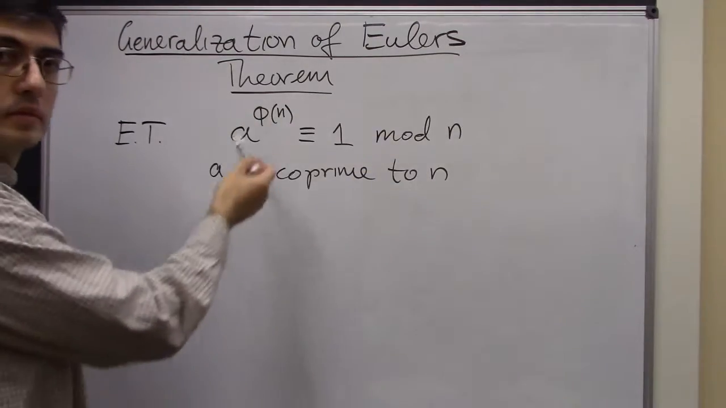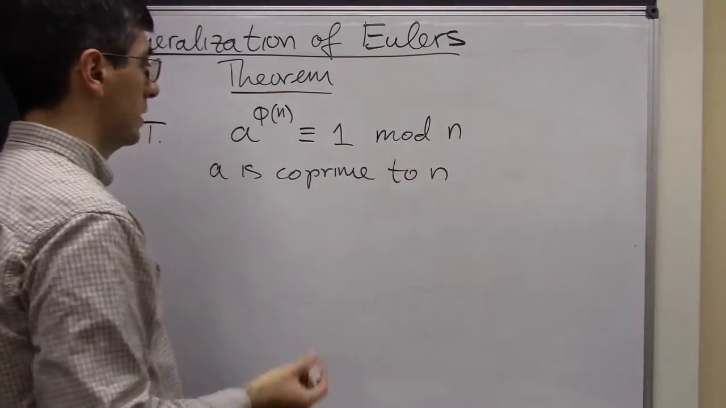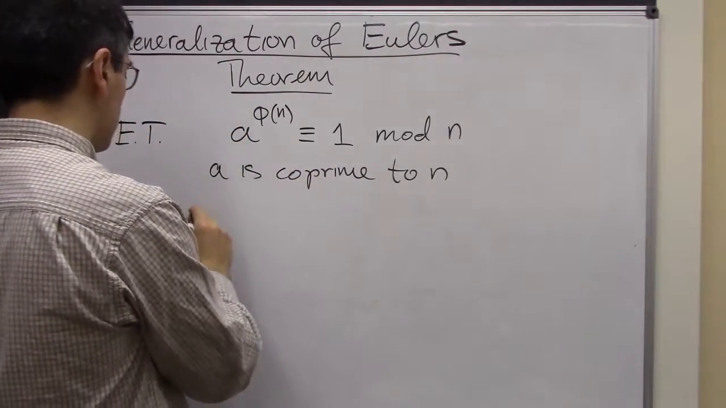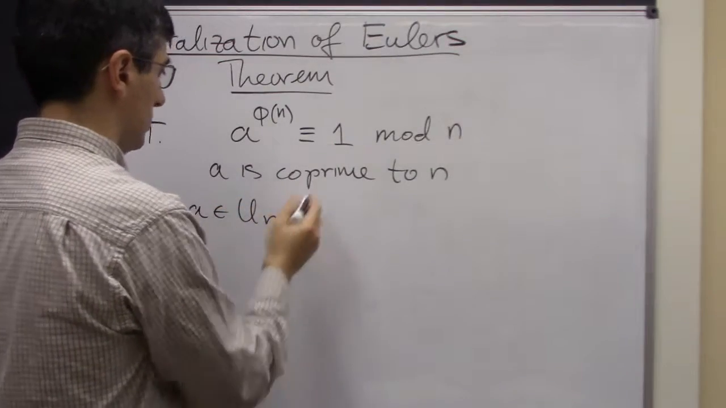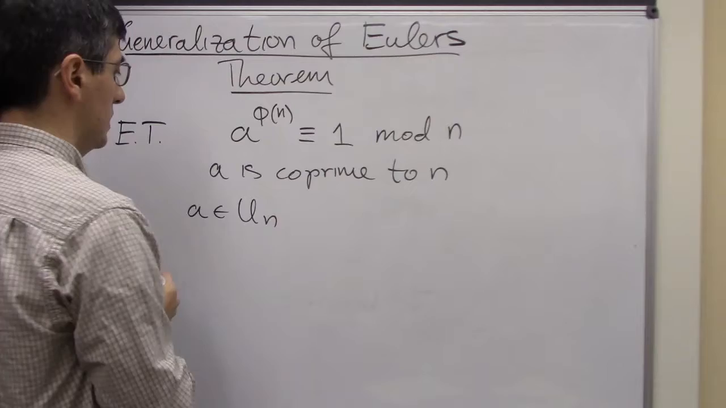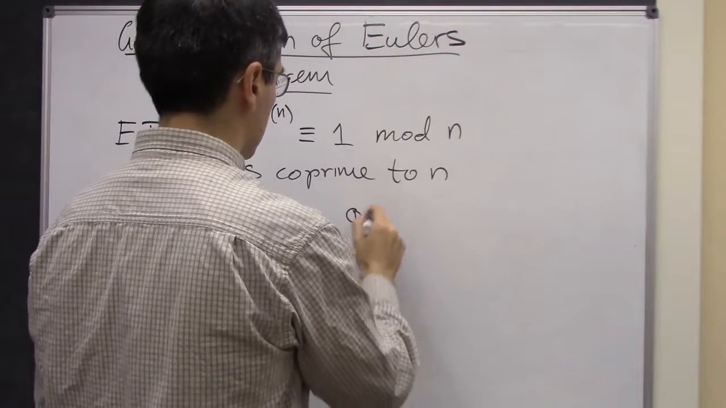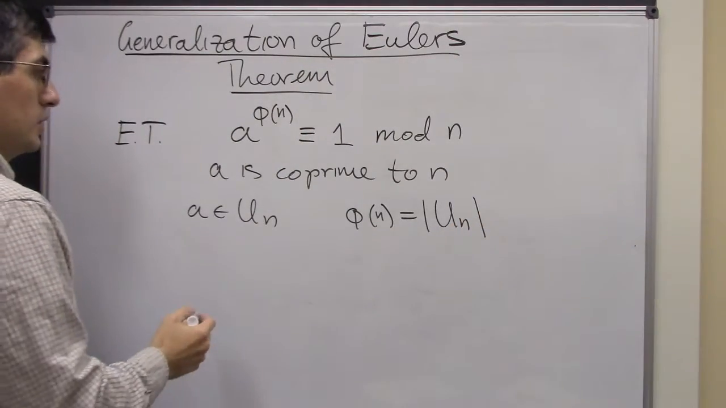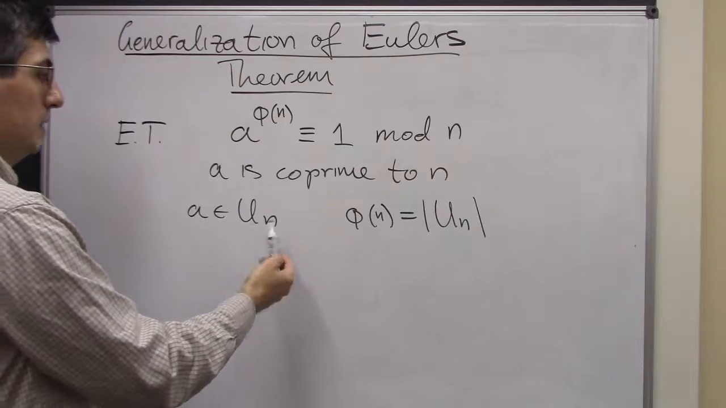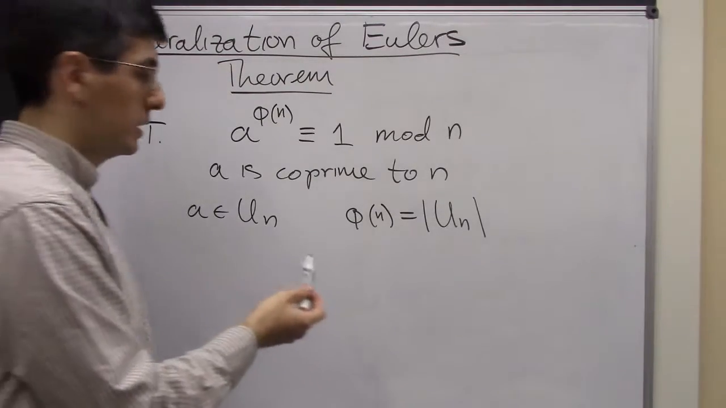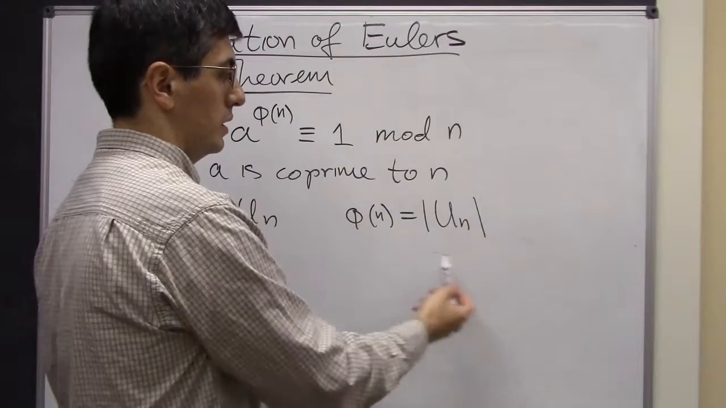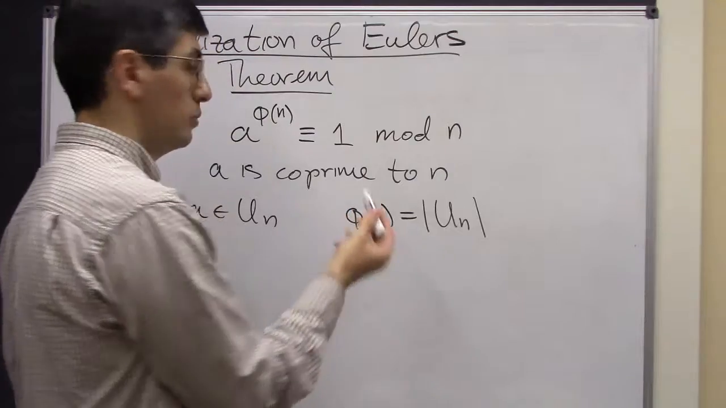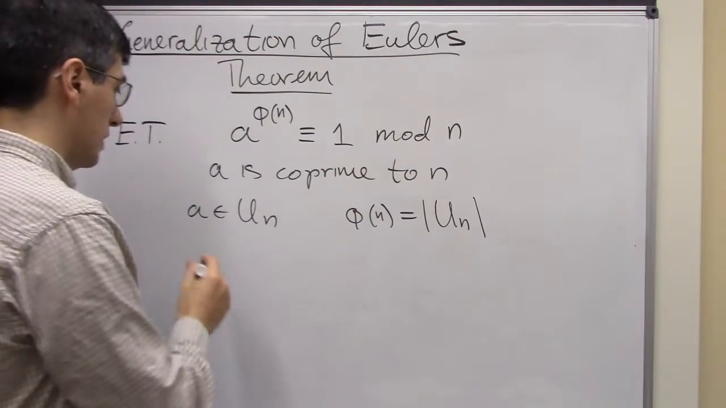Now, how can we think of this statement algebraically? Well, a being coprime to n simply means that a is in the unit group. So this being coprime means that this is in the unit group, and φ(n) is simply the order of the unit group. So now what we're saying is that in the unit group, if we take any element and raise it to the power of the order of the group itself, we get 1. But this is a consequence of Lagrange's theorem.